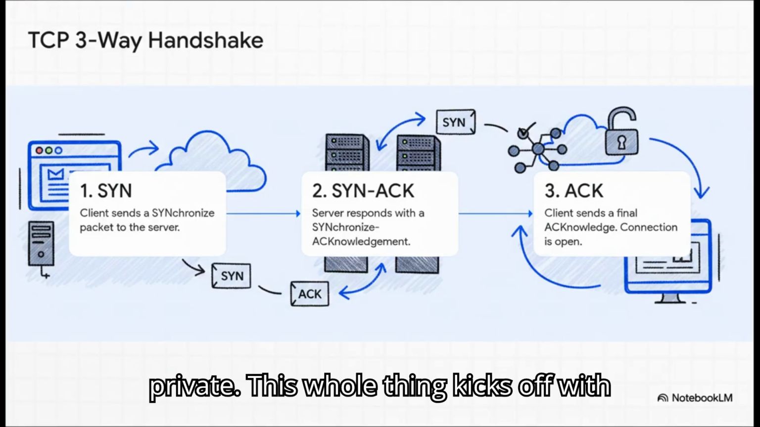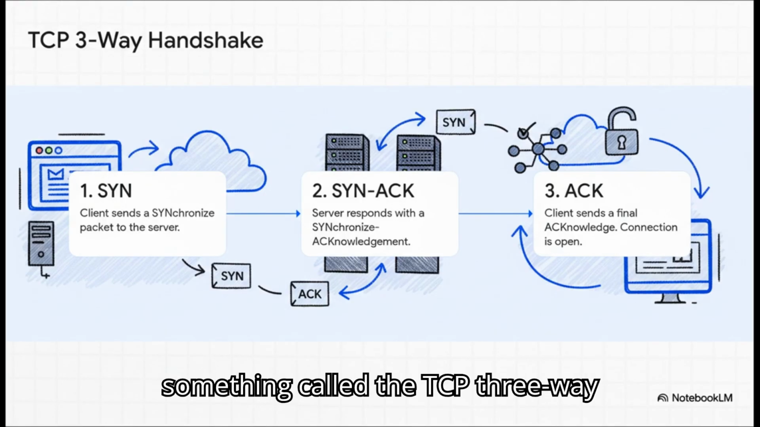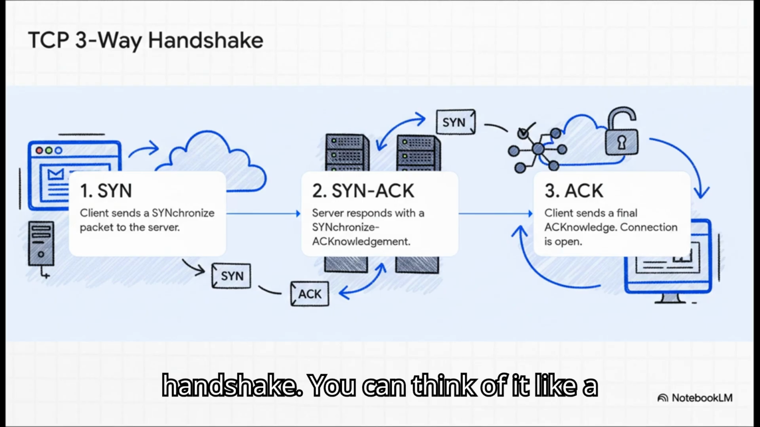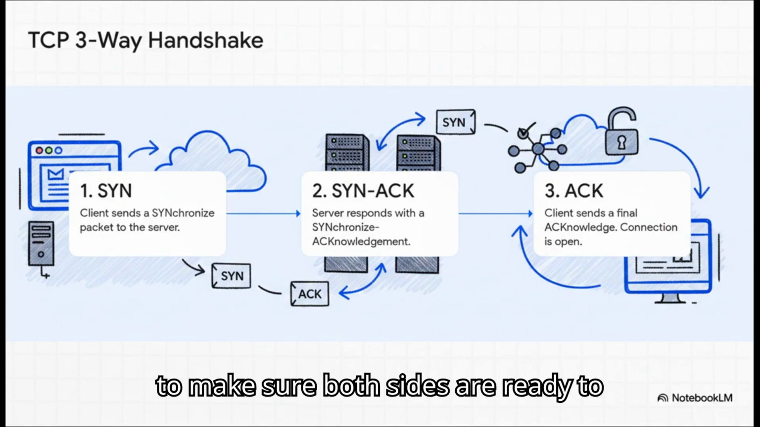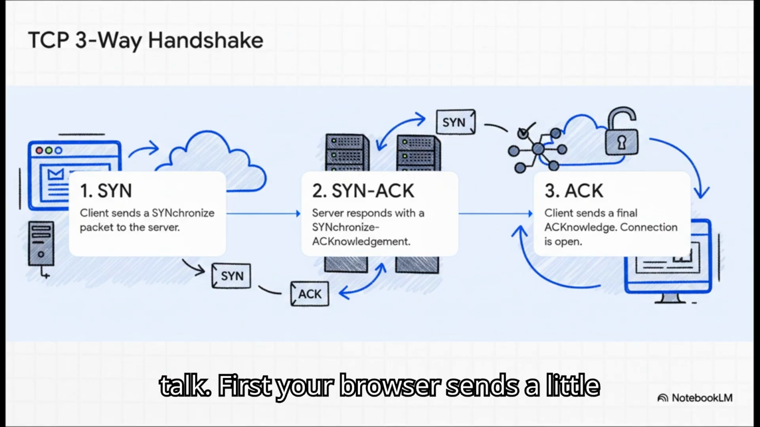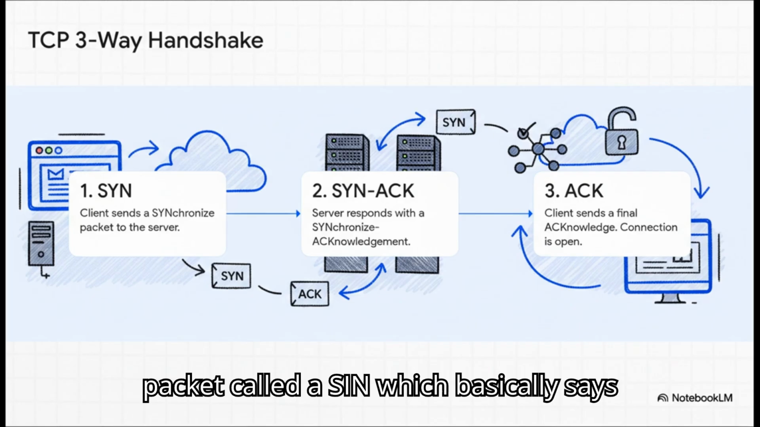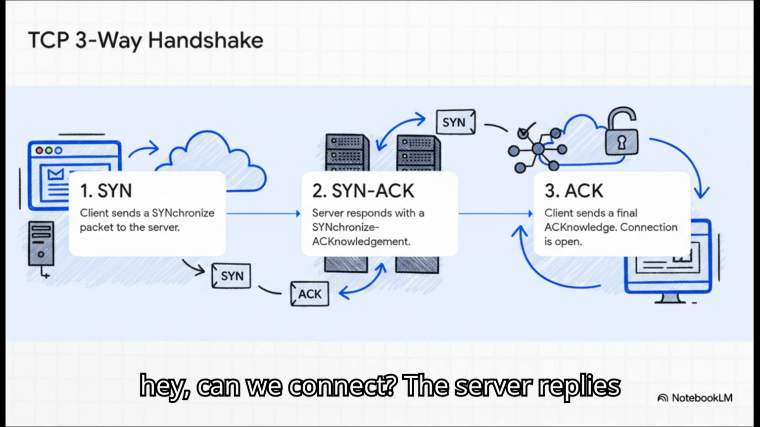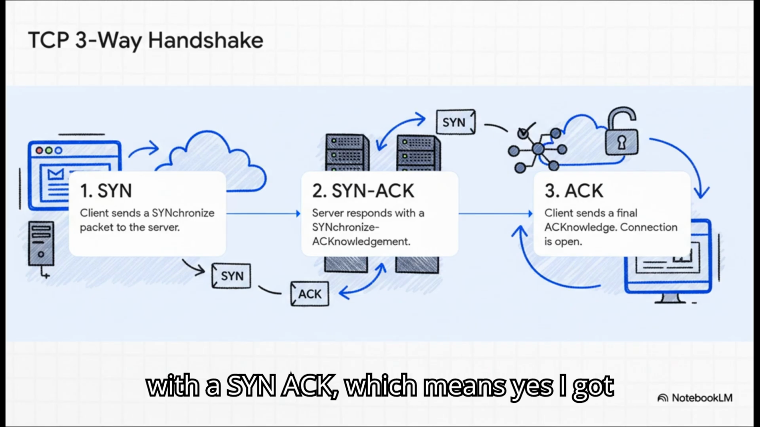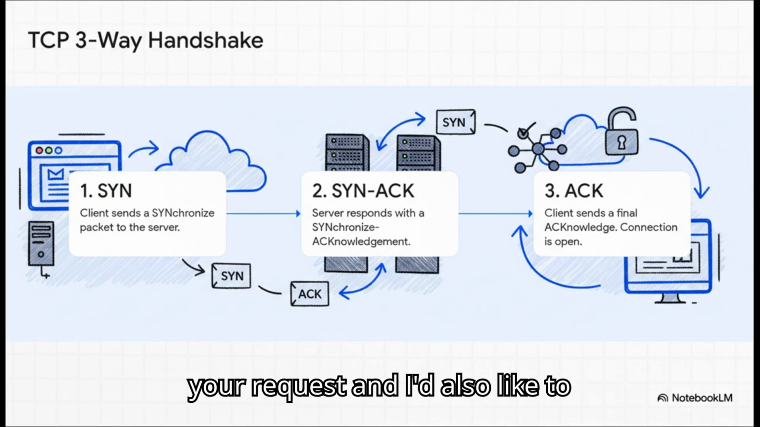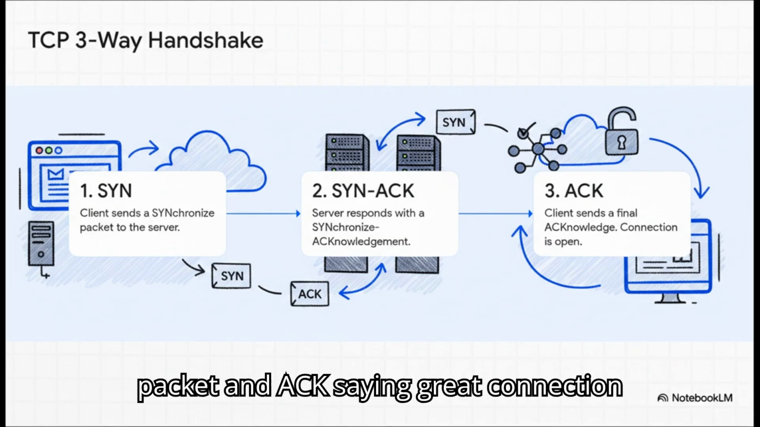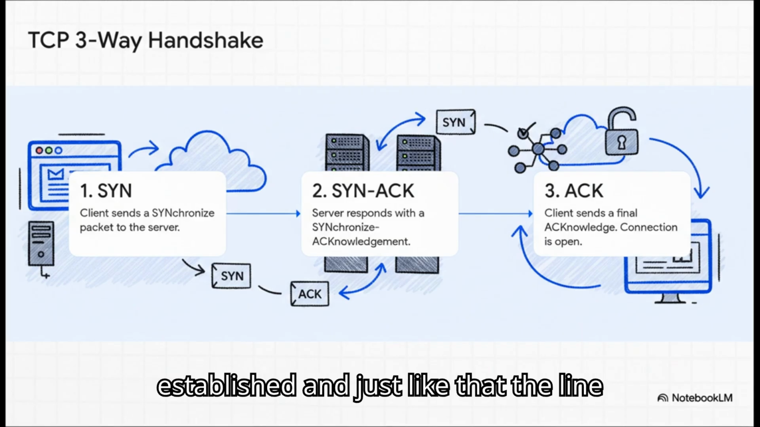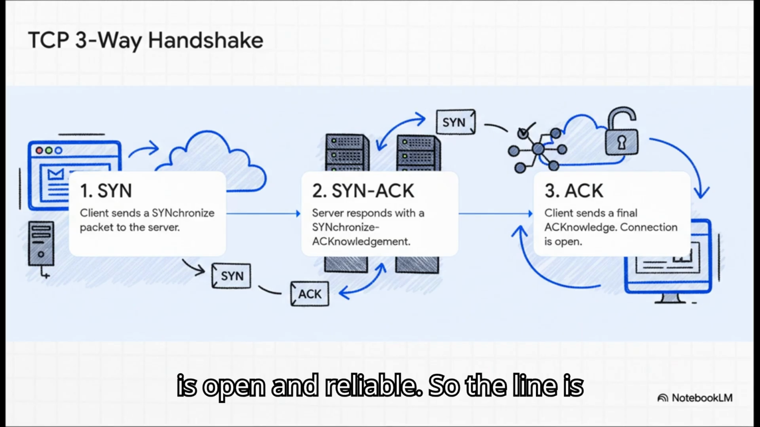This whole thing kicks off with something called the TCP three-way handshake. You can think of it like a very polite, very formal digital greeting to make sure both sides are ready to talk. First, your browser sends a little packet called a SYN, which basically says, "Hey, can we connect?" The server replies with a SYN ACK, which means, "Yes, I got your request and I'd also like to connect." Then your browser sends one last packet, an ACK, saying, "Great, connection established." And just like that, the line is open and reliable.